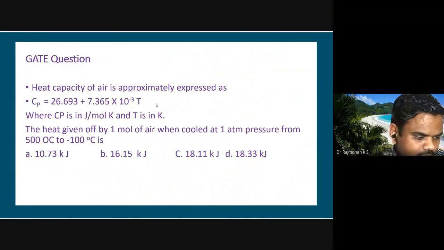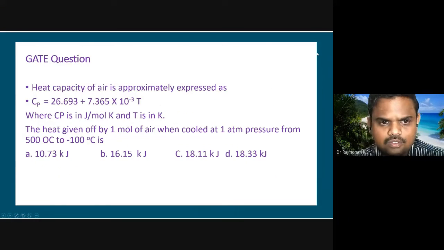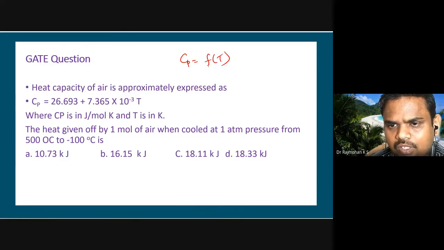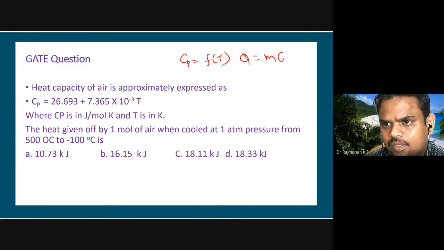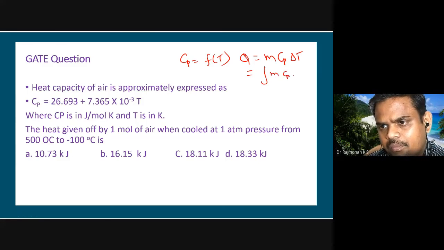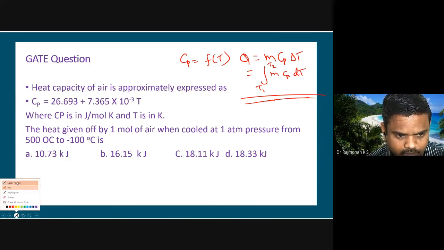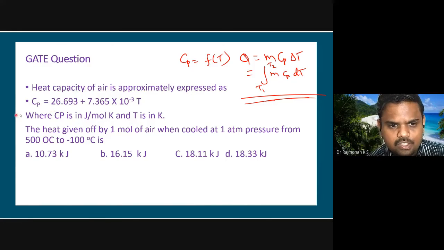So let us solve this GATE question. Heat capacity is given as a function of temperature. I told you Cp is going to be a function of temperature, and Q equal to mCp delta T. So if it is given as a function of temperature, you can say integral mCp dT from T1 to T2. So this is what we have to do. Here heat capacity of air is given. Heat capacity of air is approximately expressed as Cp equal to 26.693 plus some constant into T. So as a function of T, it is given.